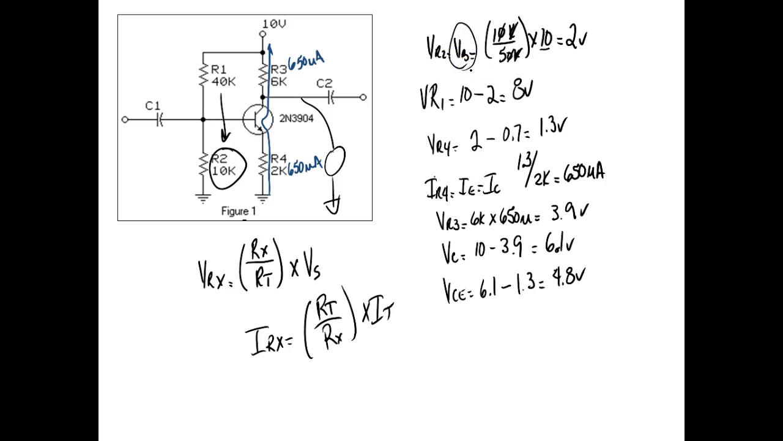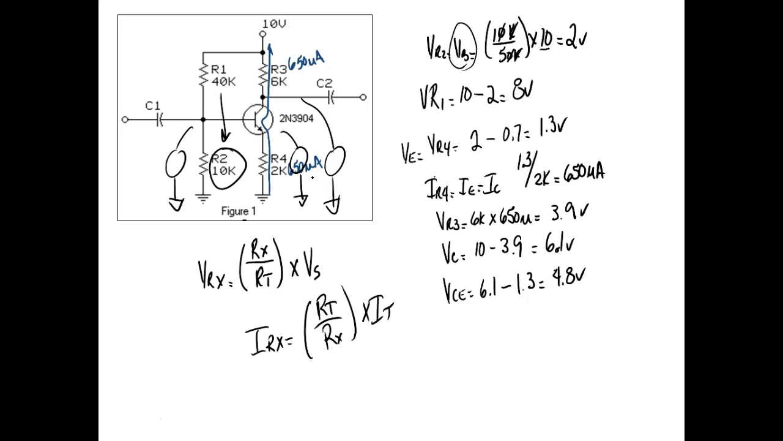VR2 is VB, because here's where we measure VB. VB is across R2. What else do we need to solve for? So VB is 2 volts. VC is 6.1 volts. Of course, VE, so I said VR4, I didn't put that up there. So VE is VR4. Here's VE right here. That's what I measured, VE.